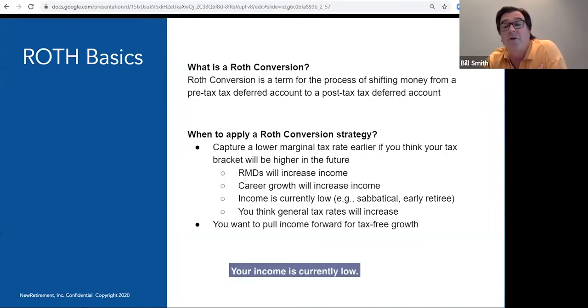Your income is currently low. So these are kind of the classics, right? So somebody takes a sabbatical. They're taking a year or two off from not working. They're going to do a little traveling. So you've got some low income years. So why not take some Roth conversions now where your taxes might be 0 to 12%, in the 12% bracket, whatever that might be.